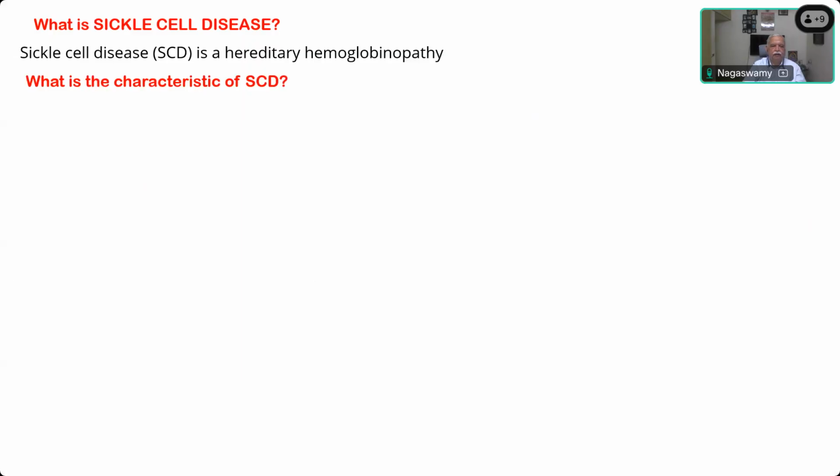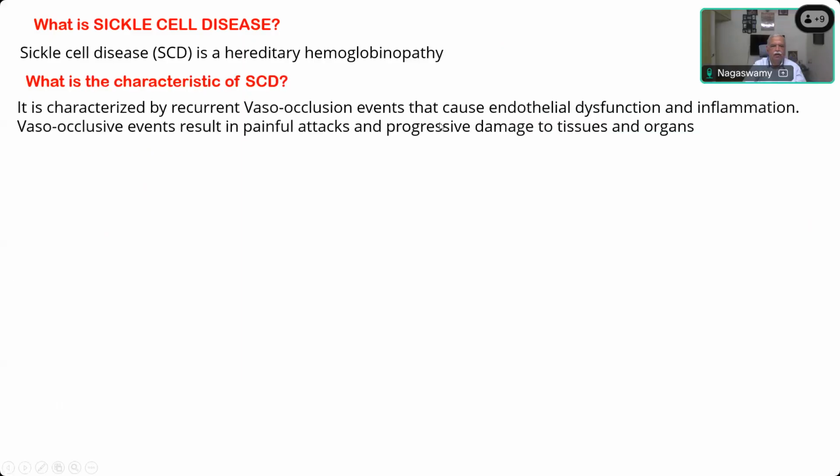Okay, very good. What is sickle cell disease? It's a type of hemoglobinopathy, inherited hemoglobinopathy. Okay. What is the characteristic of this disease? RBCs undergo deformation when exposed to hypoxic conditions. It's characterized by recurrent vaso-occlusive events that cause endothelial dysfunction and inflammation. Vaso-occlusive events result in painful attacks and progressive damage to tissues and organs. So how that vaso-occlusion occurs is by the deformation of the RBCs.